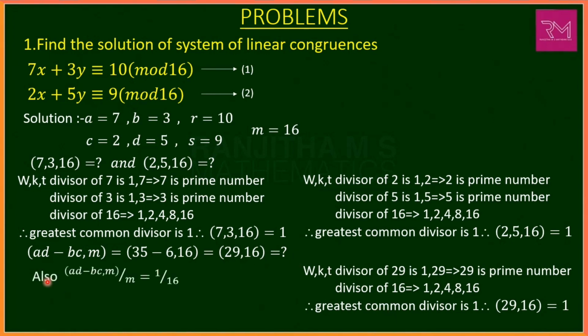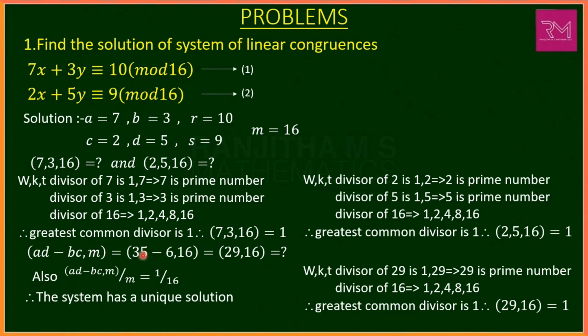Again, we have to verify the condition that the GCD of AD minus BC, m divides the value m. Obviously, this value is 1, and obviously 1 divides m. Here, small m is 16. 1 divides 16 holds. Therefore, we can conclude that the system has a unique solution. Here, first you have to verify that the greatest common divisor of A, B and m and the greatest common divisor of C, D and m is 1. That is, they are relatively prime. Also, we have to find the AD minus BC value.